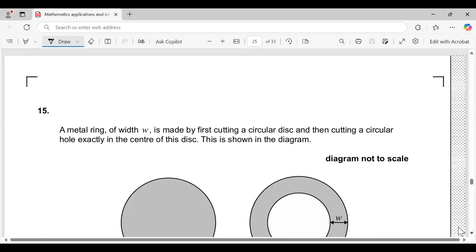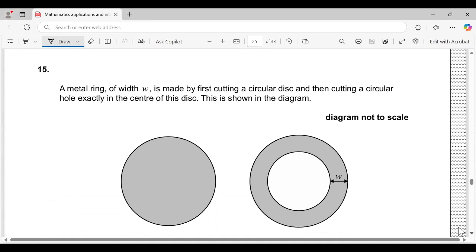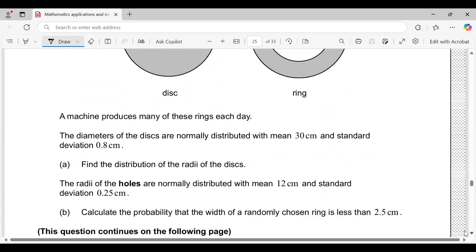Next question. 15. A metal ring of width W is made by first cutting a circular disc and then cutting a circular hole exactly in the center of this disc. This is shown in the diagram. A machine produces many of these rings each day. The diameters of the disc are normally distributed with mean 30 centimeters and standard deviation 0.8 centimeters. So mu is 30 centimeters, and the standard deviation sigma equals 0.8 centimeters.